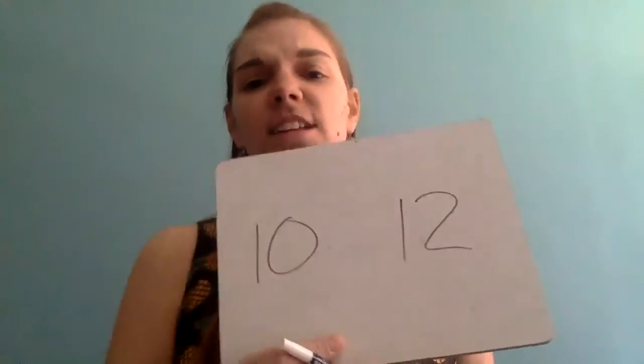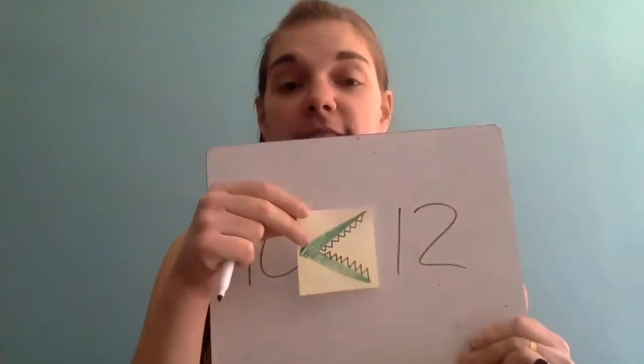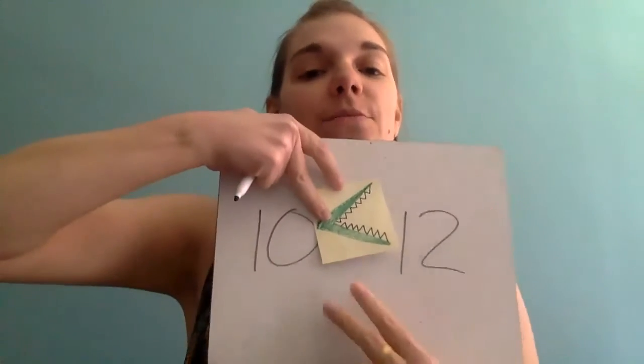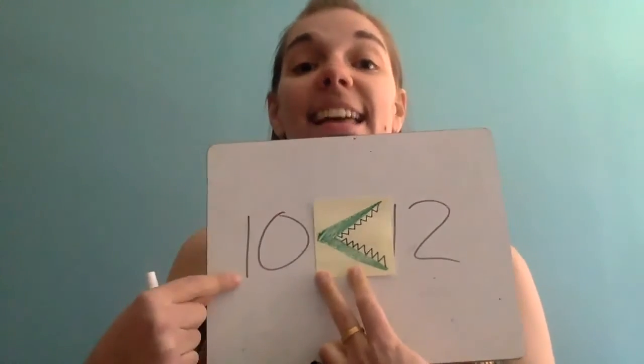Right. The next set of numbers is 10 and 12. Now we've got 10 and 12. Do you think the alligator wants to eat the 10 or the 12 fishes? I would think the 12 fishes, right? So I would say this as 10 is less than 12.